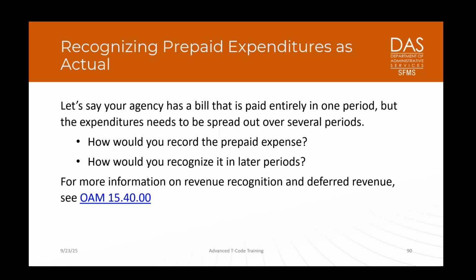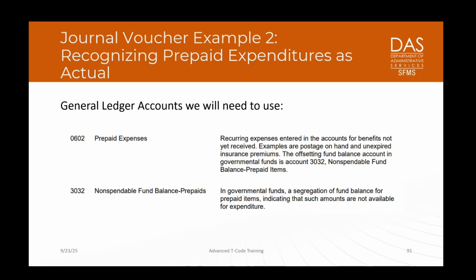Now let's look at recognizing prepaid expenditures. Let's say your agency has a bill that is paid entirely in one period, in one payment, but the expenditure needs to be spread out over several payments or periods. Again, we want to back ourselves up with OIM 1540. Looking at the OIM, we landed on identifying GL 0602 for prepaid expenses and 3032 for nonspendable fund balance prepaid.